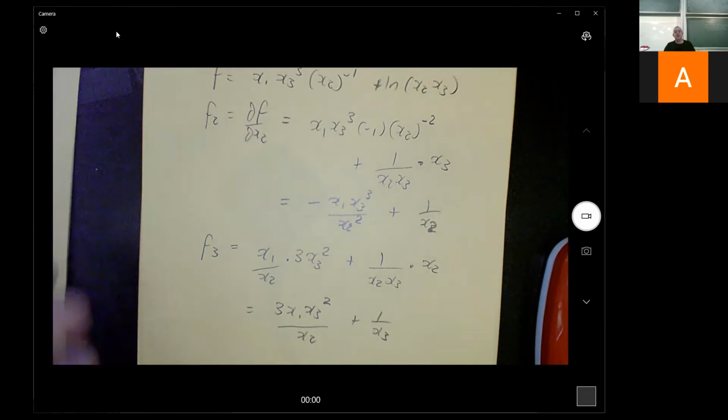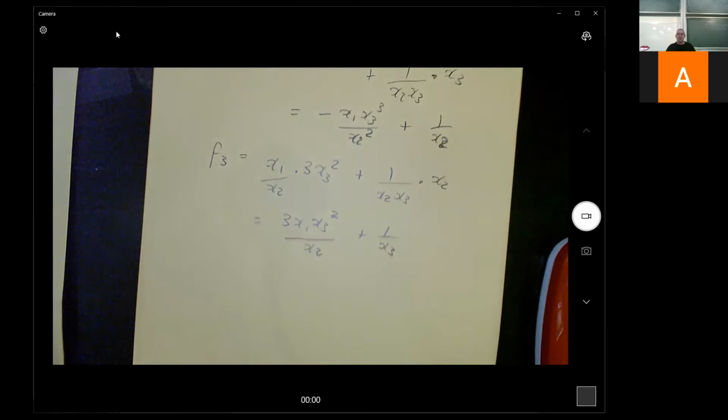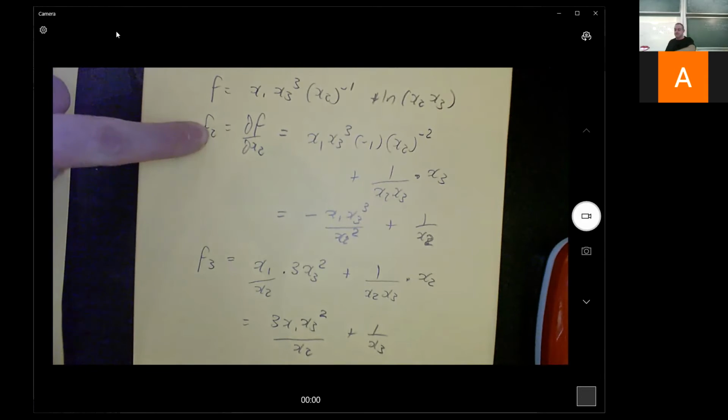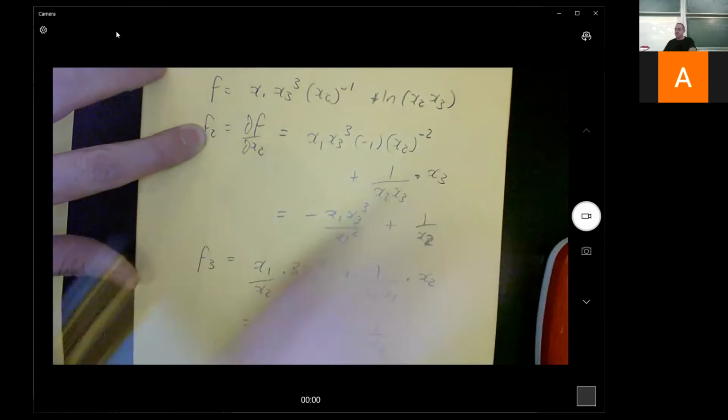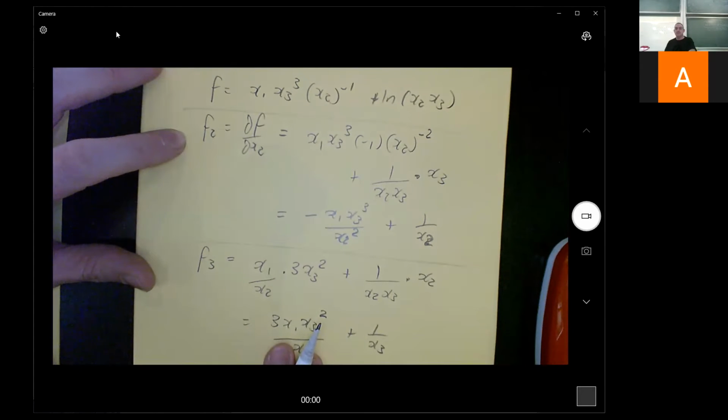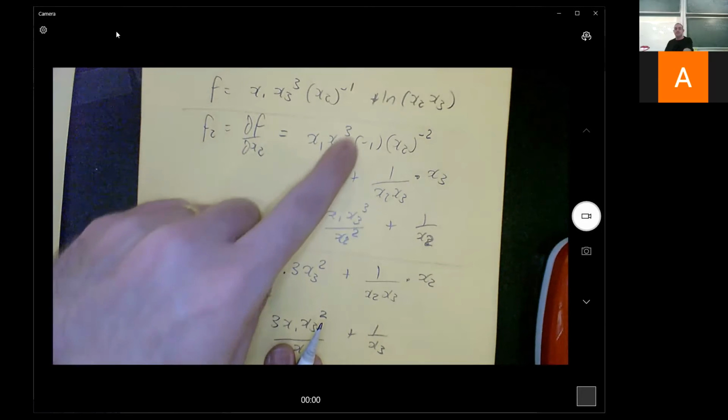I'm not sure I really want to go through all the effort of figuring out all six of the second partial derivatives, but I'll do a couple of them. Wait, sorry, I'm a bit confused. Yes, go. When you've got f2 there, yeah, that one. So why has x1, x3 to the power of 3 gone over the x2 squared?